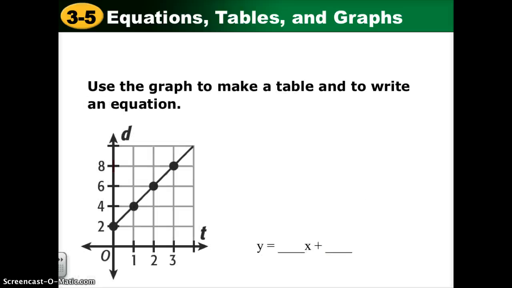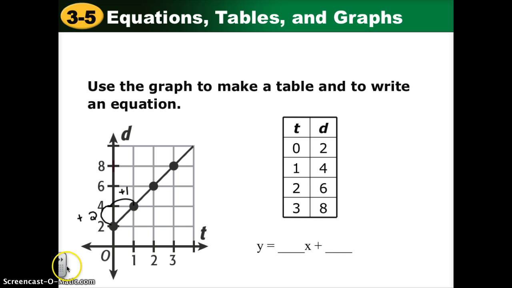Use the graph to make a table and to write an equation. Should be pretty easy to see our slope here. Okay, we're jumping up and over, but now pay attention to our values. Even though we're going up 1 space, our values are going up by 2 and then over by 1. If you look at it in a table format, we have a change of +2, +2, and +2, and then +1, +1, +1. So our slope is 2 over 1.